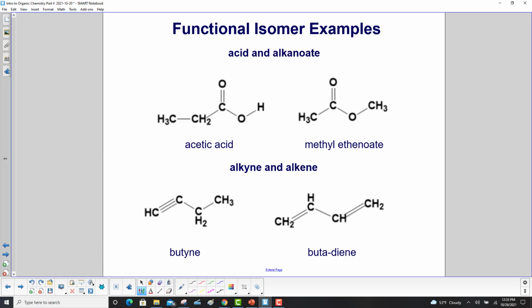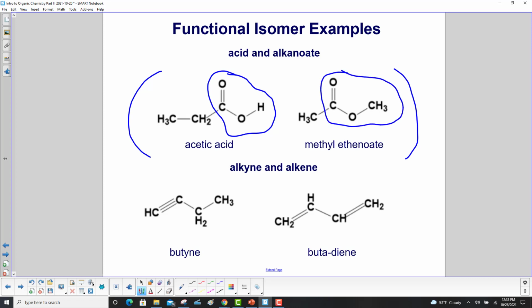Some more chemical formulas. All right, here's the acid and an alkanoate. Same chemical formula, but acetic acid, and here's the functional group that makes it an acid. And then methyl ethanoate. Here's the functional group that makes it an alkanoate. And then below we have an alkyne and an alkene. Same chemical formula, different structure, different properties.